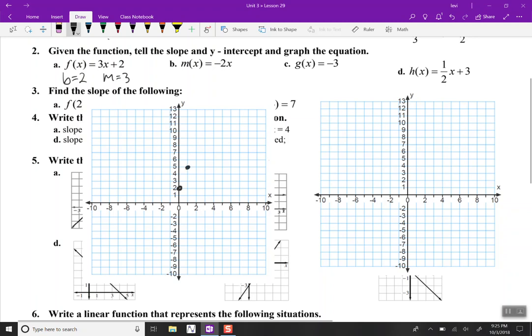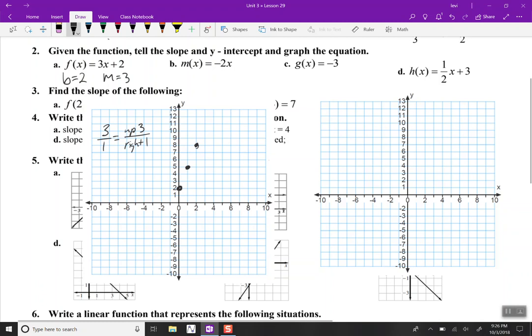There's been some confusion on slope as well. So slope is 3, right? We'd write that as a fraction as 3 over 1. Two positives: the positive 3 means up 3, and the positive 1 means right 1. Up 3, right 1. That's why we're moving up 3 and right 1.